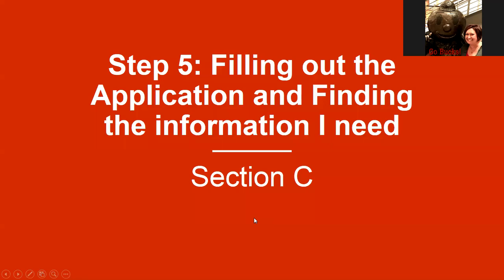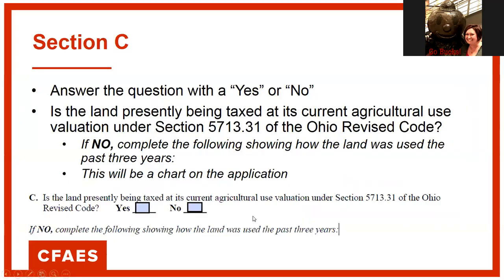Then we're going to move on to section C. One question on section C. So you'll answer that question yes or no. Is the land presently being taxed at its current agriculture use valuation? That's CAUV. Under section 5713.31 of the Ohio Revised Code. If you marked no, there's going to be another chart on the application you'll have to fill out. But if yes, then you're finished with section C.